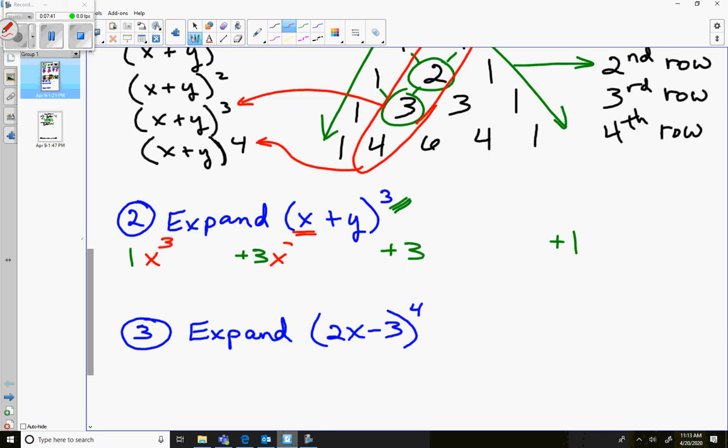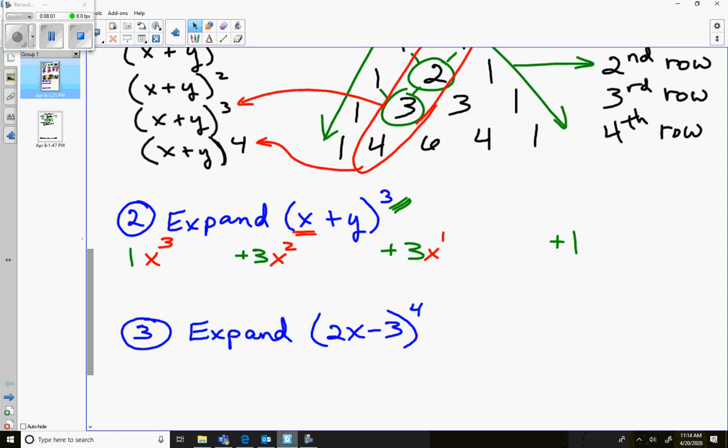And now as I go across, decrease my exponents by 1 as I go, and I end over here with the last one. It's actually x to the power of 0. But anything to the power of 0 is the whole number 1, and I'm not going to bother writing that.